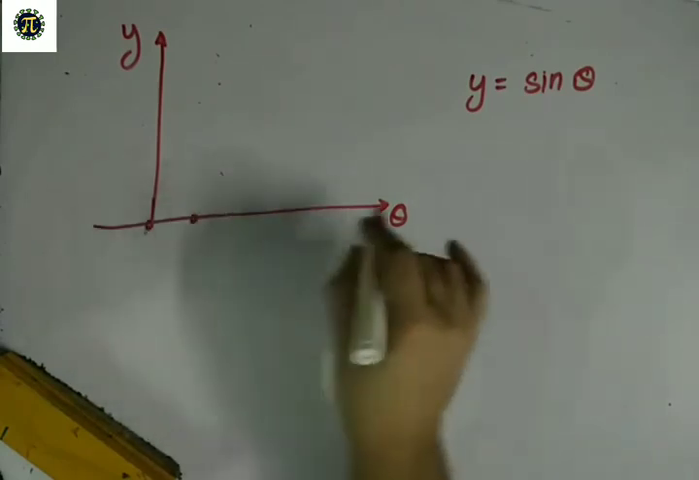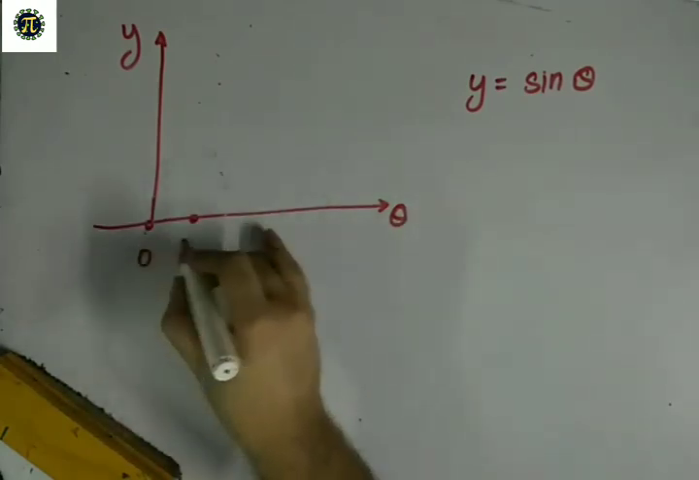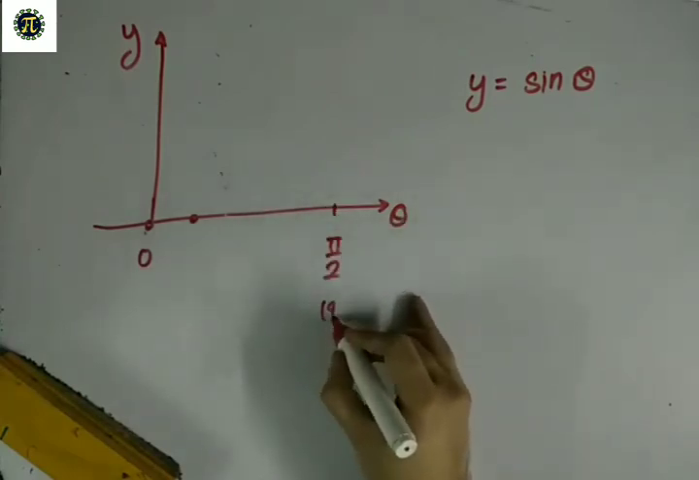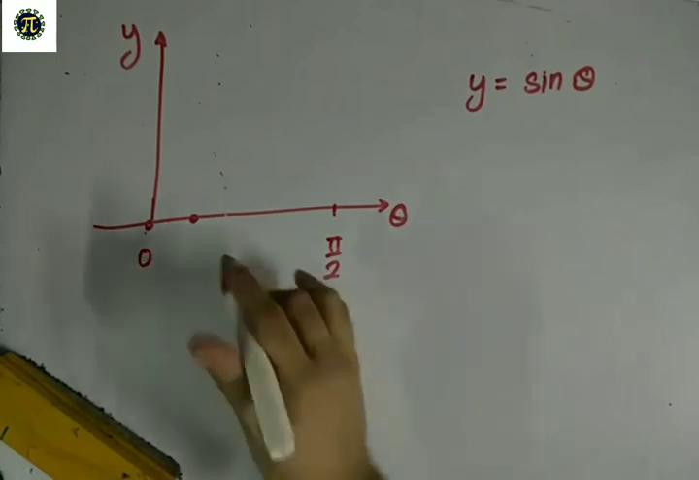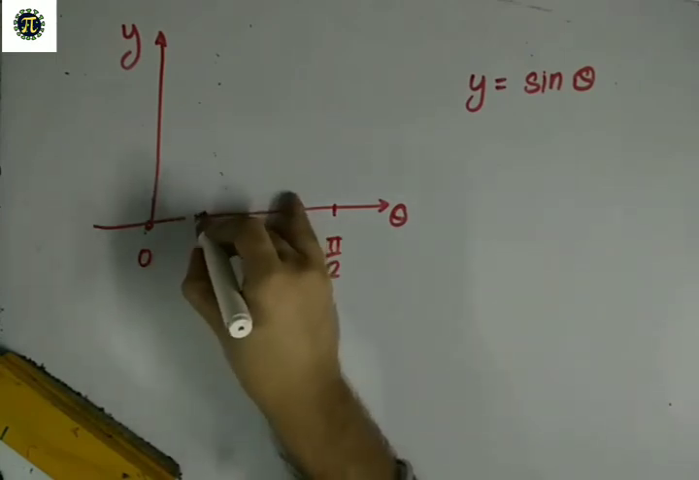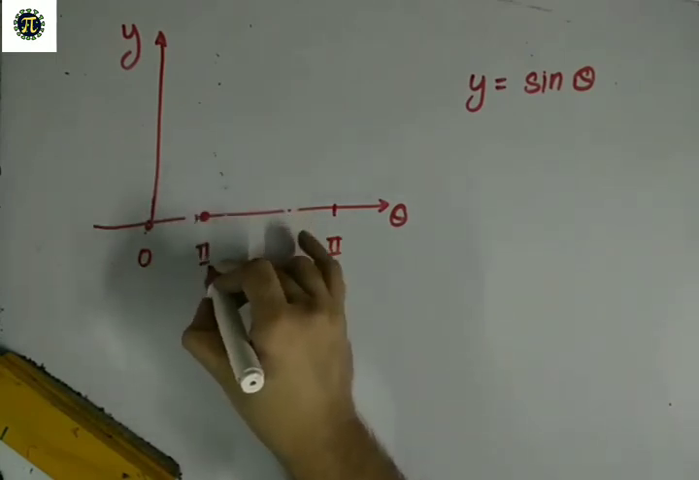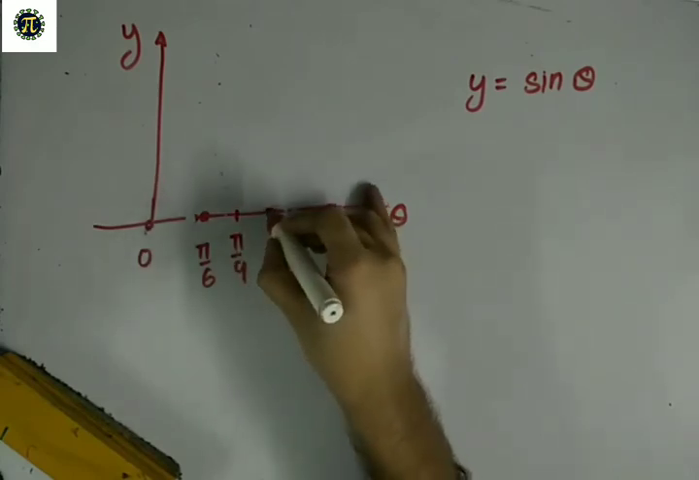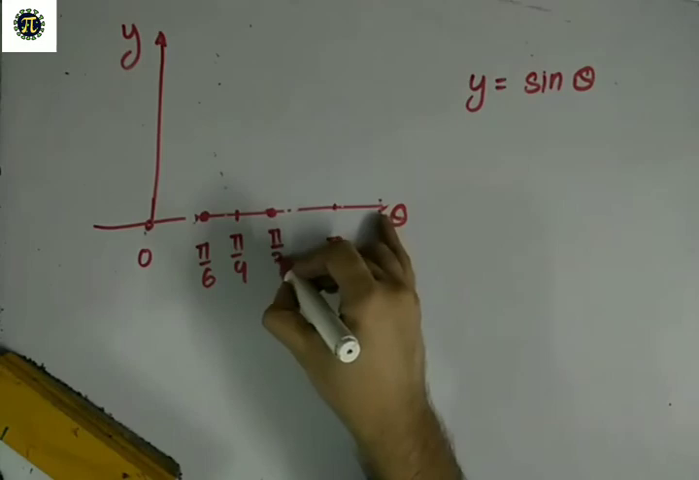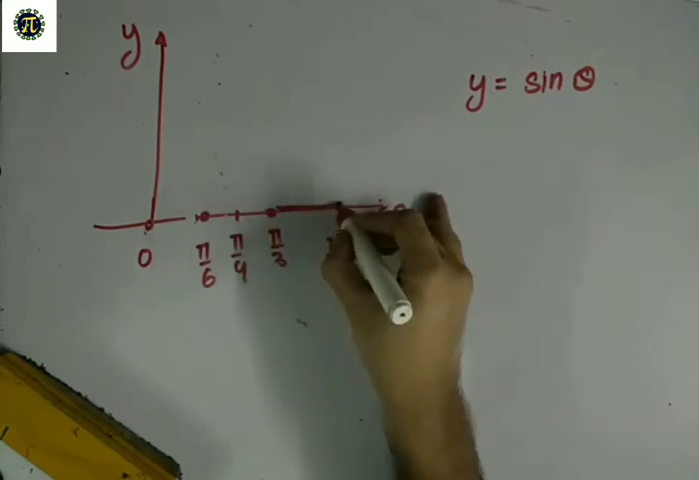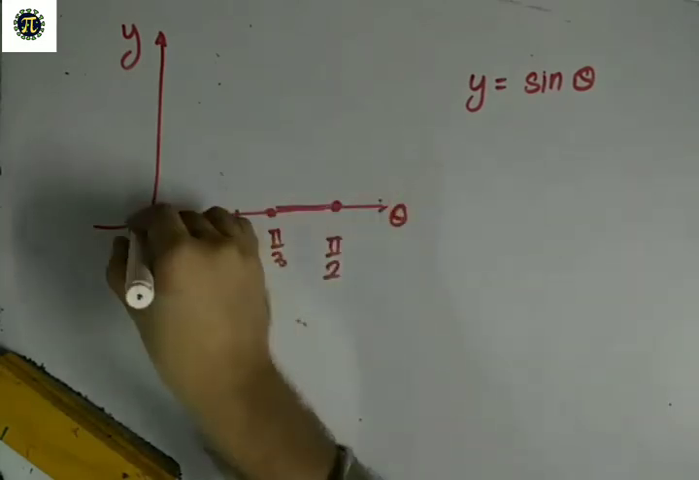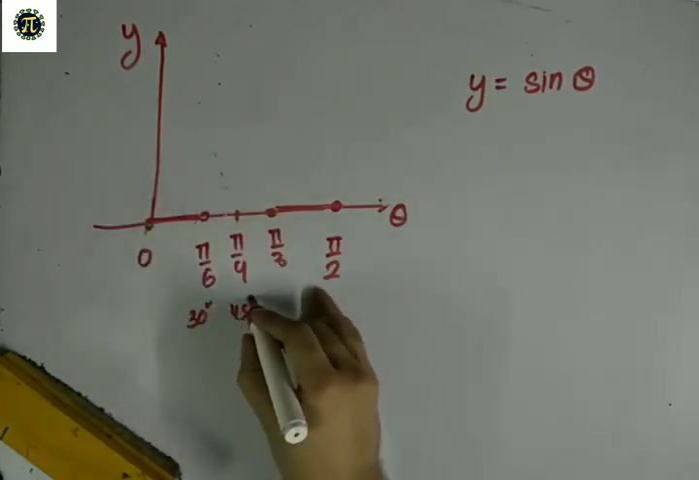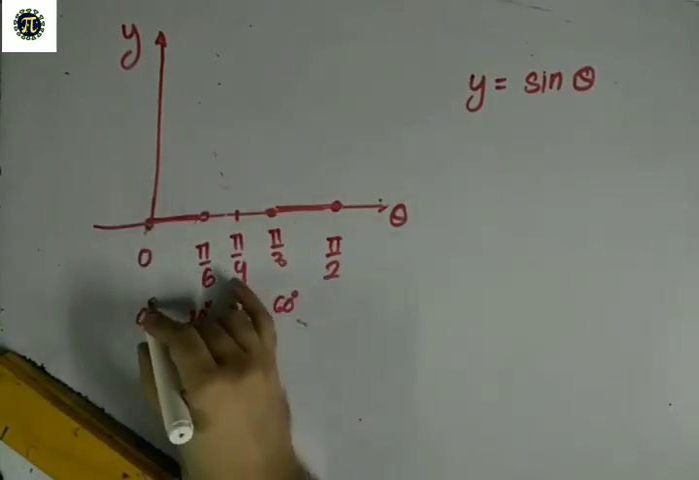This angle is of course in radians, so it will be 0 to pi by 2, because remember pi by 2 was 90 degrees. Let me mark the other angles also. 30 was pi by 6, 45 was pi by 4, 60 degrees was pi by 3, and between 60 and 90 there is a slightly bigger difference, because that difference is 30. This is 0 degrees, 30 degrees, 45, 60 degrees, and this is 90 degrees.